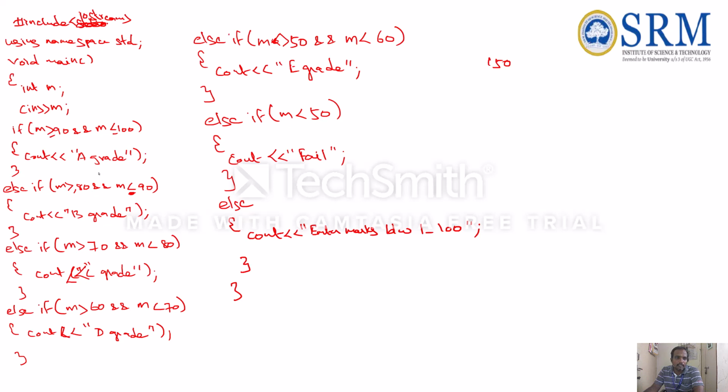Whatever condition is true, that part will be executed, and the remaining part won't be executed. So this if else if ladder is used to check multiple conditions. And then we are going to discuss the nested if program, an example program for nested if.